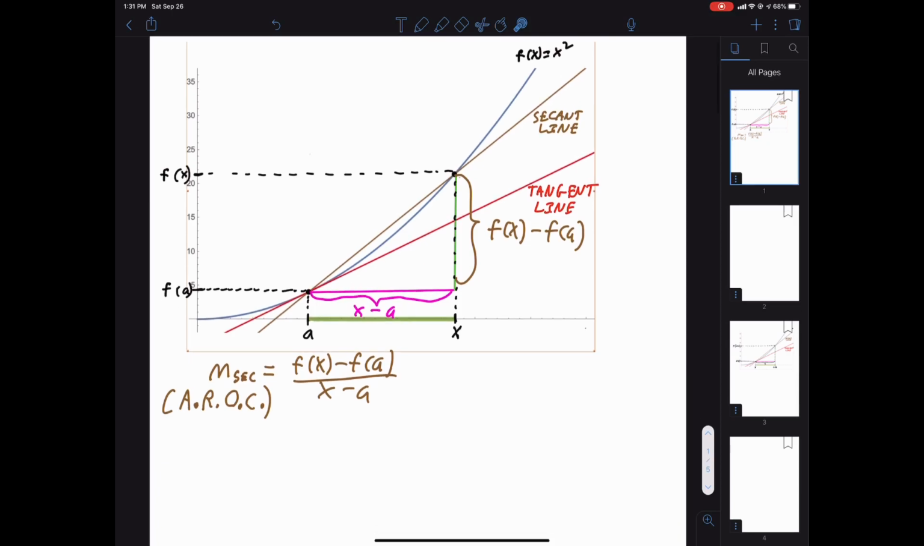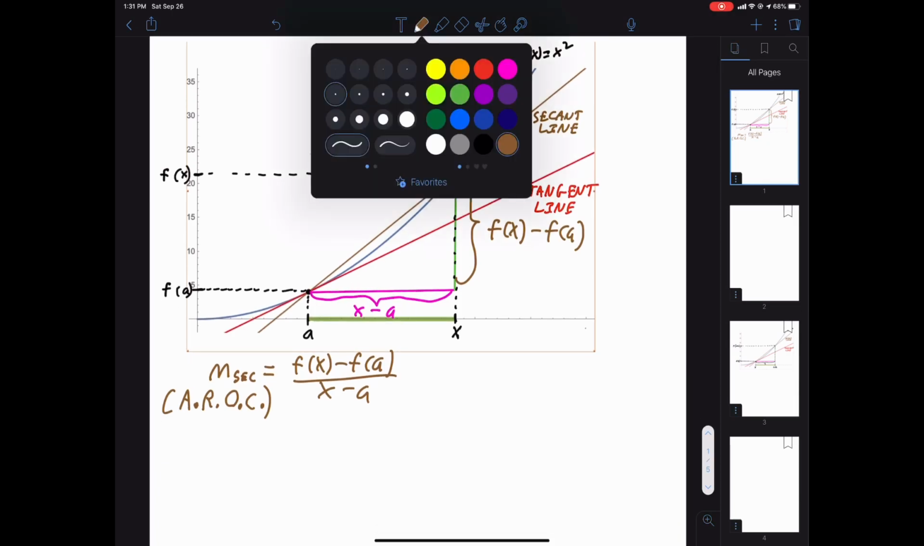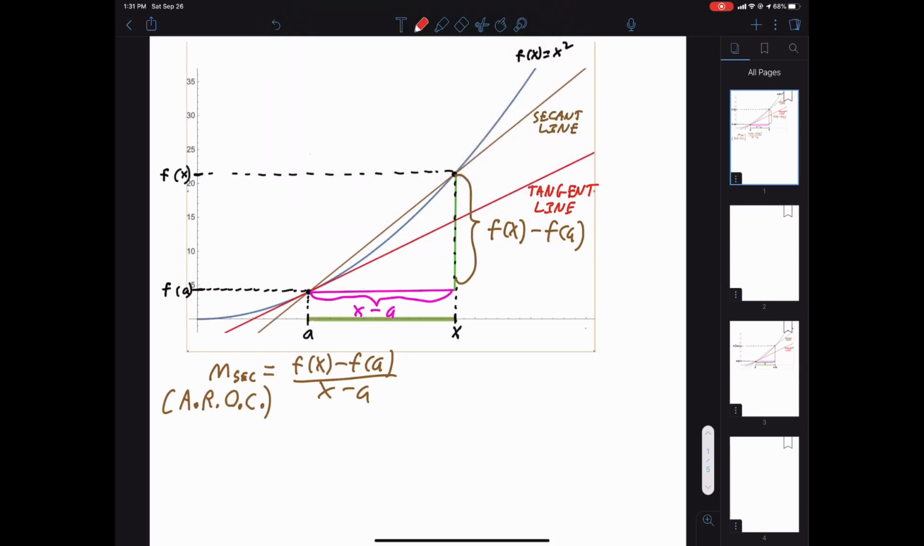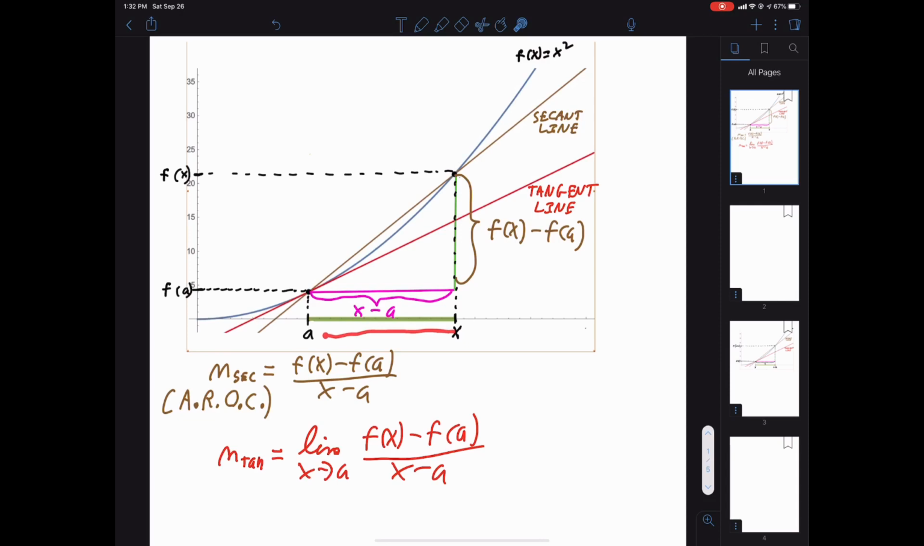So to find the slope of the tangent line, we have to do a limit. So let me write this down. I'll do it in red since the tangent line is red. The slope of the tangent line is, we do the limit as x approaches a. So remember, we have to have that point x get closer to a of that slope. So x is approaching a, so I'm going to write this down. The limit as x approaches a of that secant line. We're taking the slope of that secant line. That is how to find the slope of the tangent line.